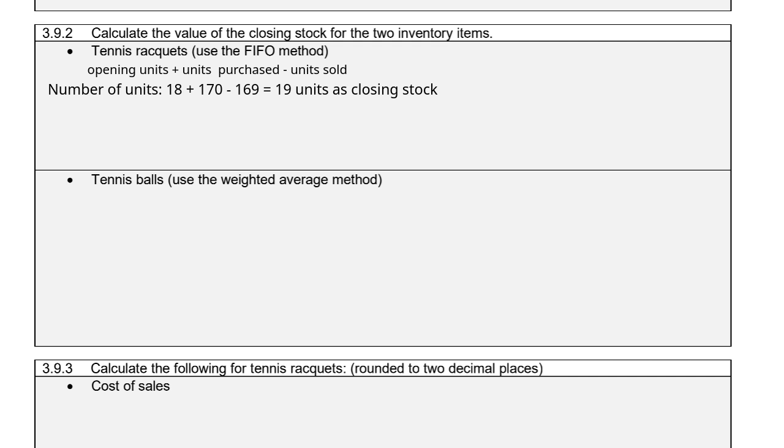So because it's a FIFO method, if we go back to information 3, the first 15 units will be at 875 Rand, and then we'll have 4 units at 860 Rand. But remember, in information 2.1, delivery cost of 80 Rand per tennis racket is also involved. So then it's going to be the 875 plus the 80 Rand per unit for delivery costs as well. And then that gives you 18,085 Rand.